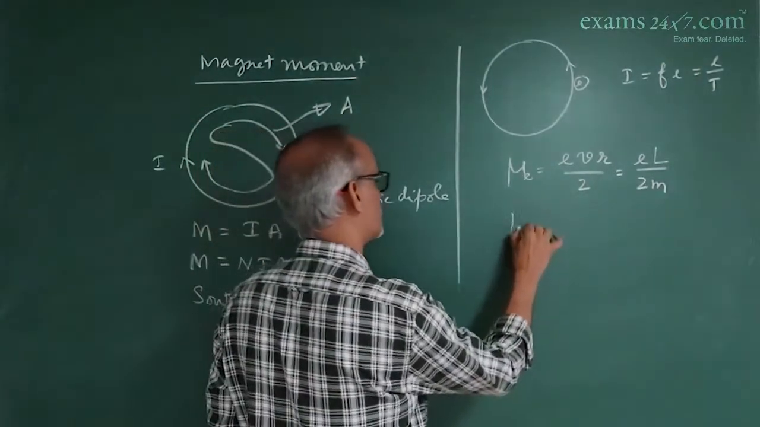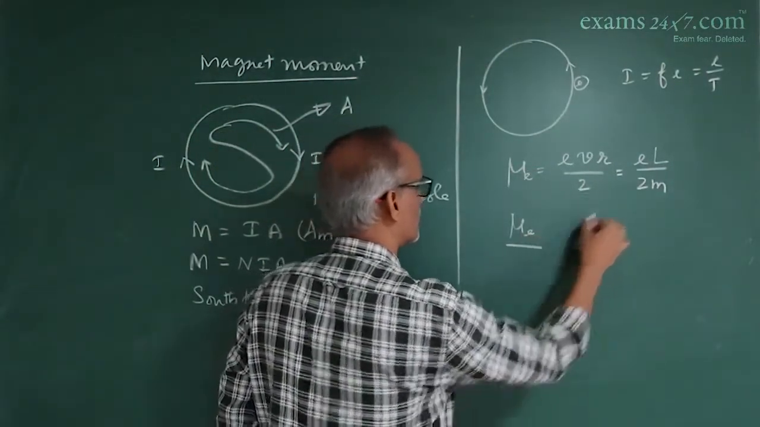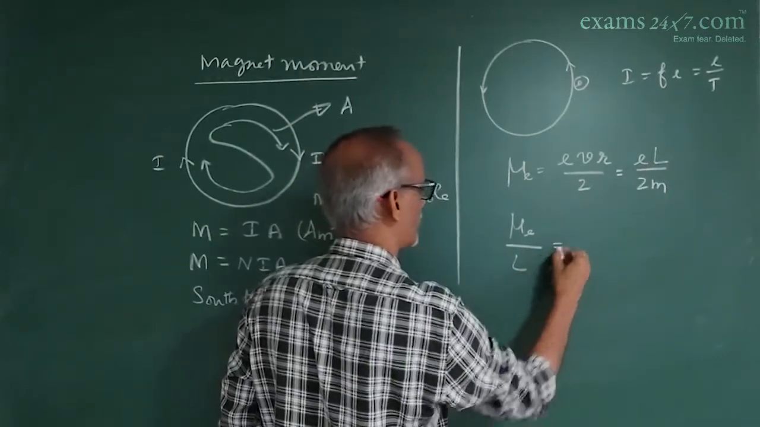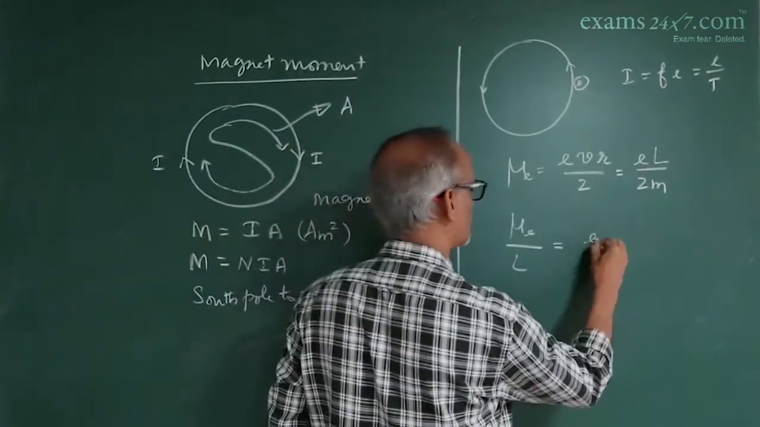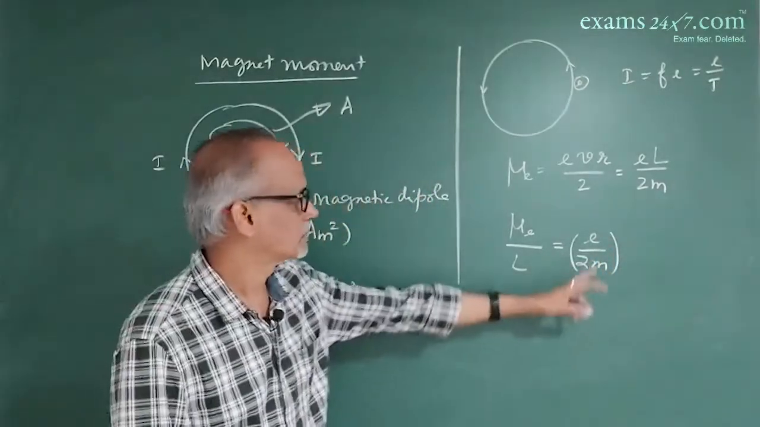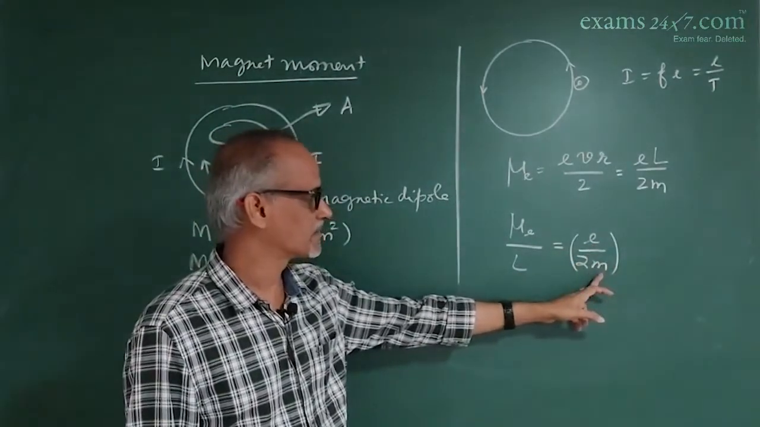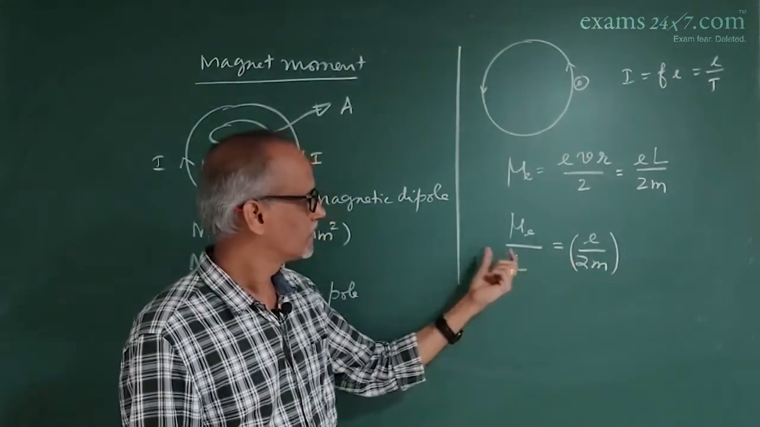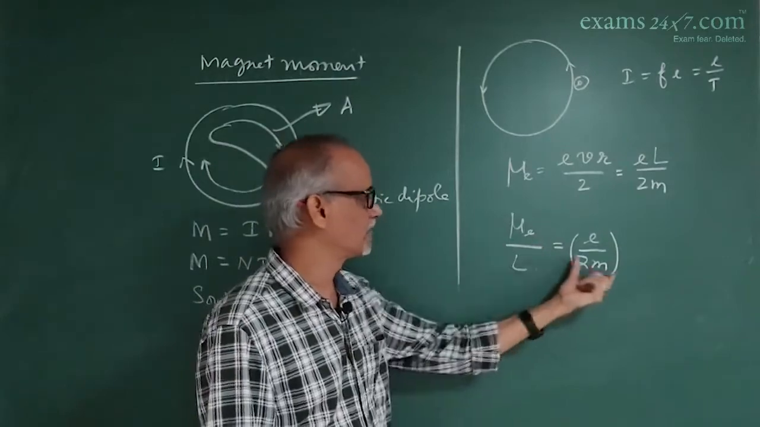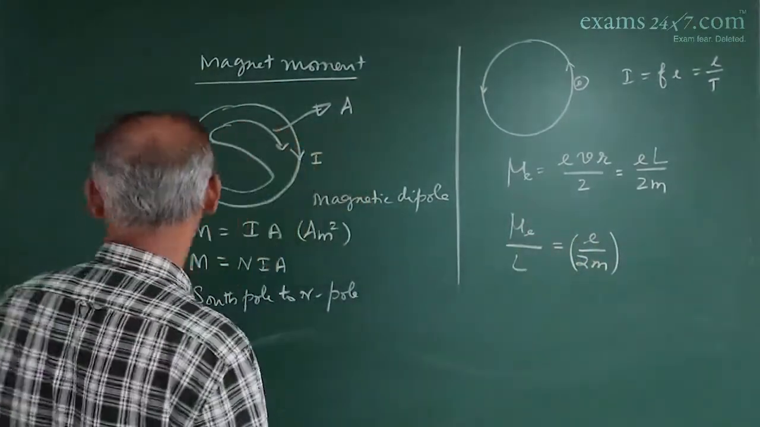Now the ratio of the magnetic moment to that of the angular momentum is a constant, which is e by 2m. So e is the charge of the electron and m is the mass of the electron. Therefore, for a given particle, this ratio will be a constant because charge is constant and mass is a constant.